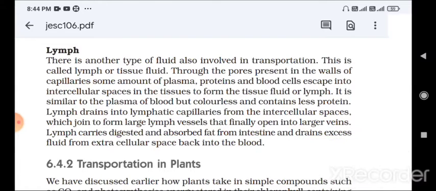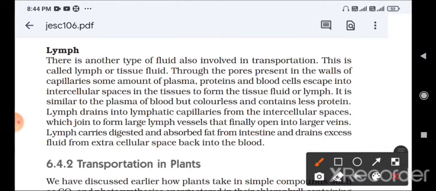In this paragraph, three questions come. First, what is lymph? From this point you have to write: it is one type of transportation fluid, called lymph. Again, how is lymph formed? The pores present in the walls of the capillaries allow plasma, protein and blood cells to escape into the intercellular space and form lymph.